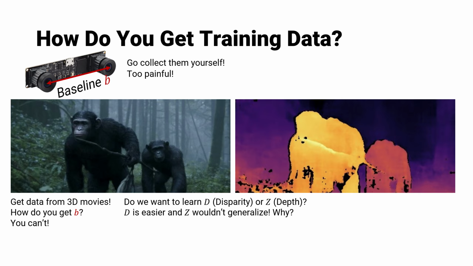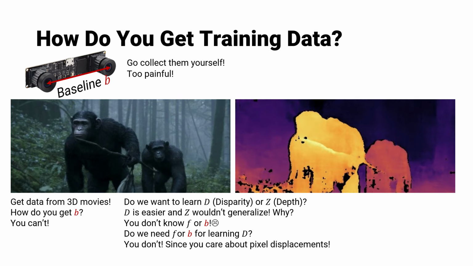And the depth would not generalize because we do not know the focal length or the baseline, like I alluded to before. The question is, do we really need focal length or baseline for learning the disparity? The answer is surprisingly no, because disparity is just modeling the pixel displacements between the two images, and we can obtain this through matching, right? So to obtain this disparity D, you will use a very fancy classical matching algorithm, and it will take a lot of compute time to run, but it will give us really accurate results.